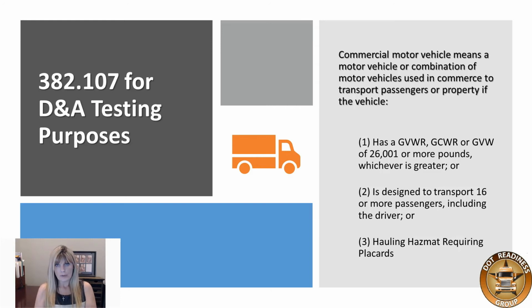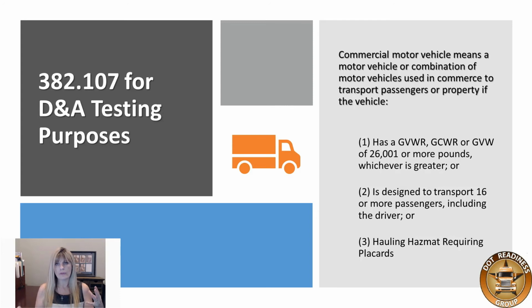For drug testing purposes, you can look at the definitions in part 382 and the general definitions, and they're totally different. The general definitions say 10,000 pounds for the definition of a CMV; for drug and alcohol testing in part 382, it says 26,000 pounds. What they're saying here is that the driver has to be operating a vehicle that requires a CDL in order to be in a drug and alcohol testing pool, for them to receive drug and alcohol testing on a DOT chain of custody form.